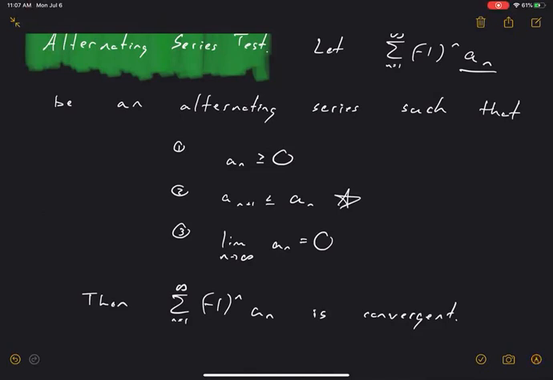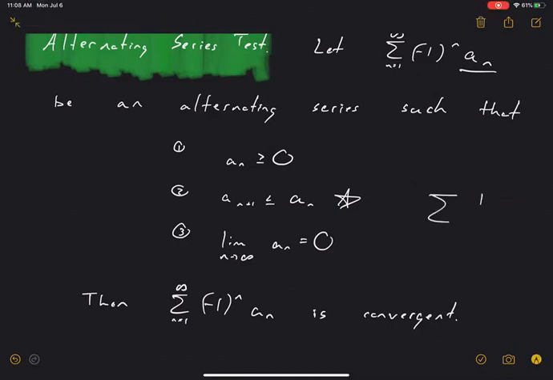It cannot be increasing. It has to be a_(n+1) less than or equal to a_n. So again, going back to this example we used a second ago, 1 over 2 to the n, as n gets bigger, that term's going to get smaller and smaller and smaller, right? So I need that. And then lastly, I need that numerical part going to 0.